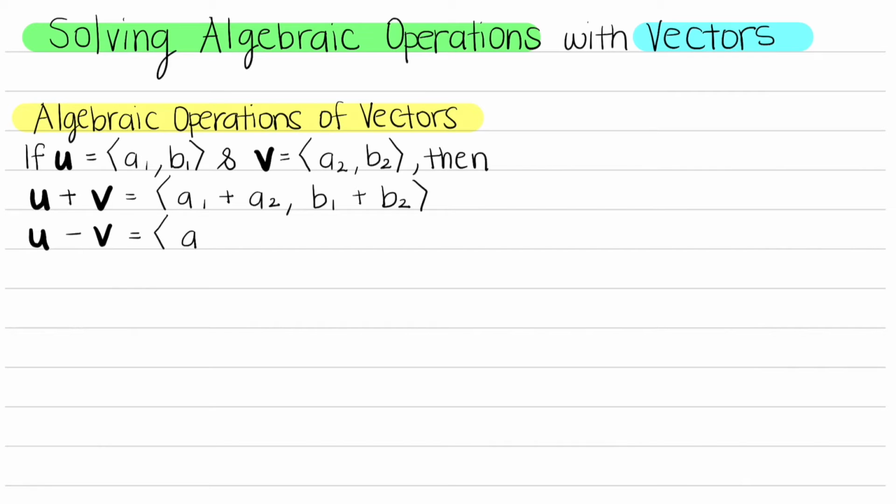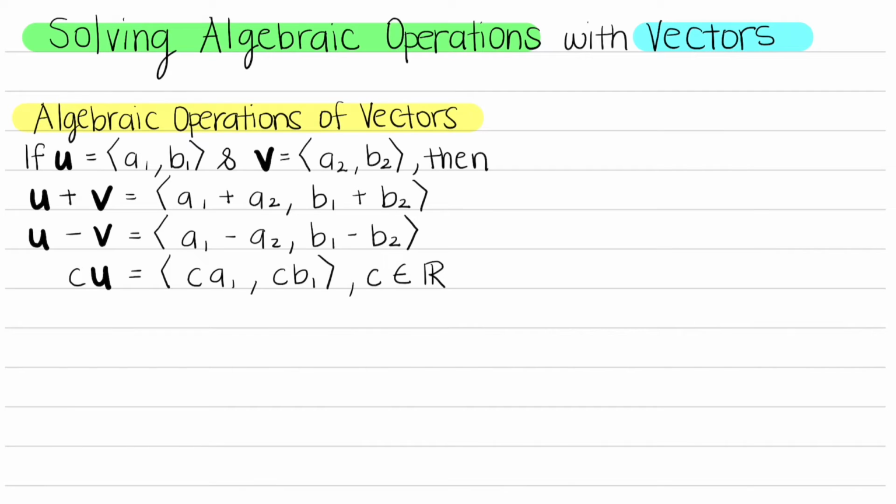And if you subtract them, you would just subtract the a's and the b's. And if you're multiplying a constant c times a vector u, then you will just get c times a1 and c times b1. And that's assuming that c is a real number. So on the right here, you can see vector u and vector v and what u plus v would look like.